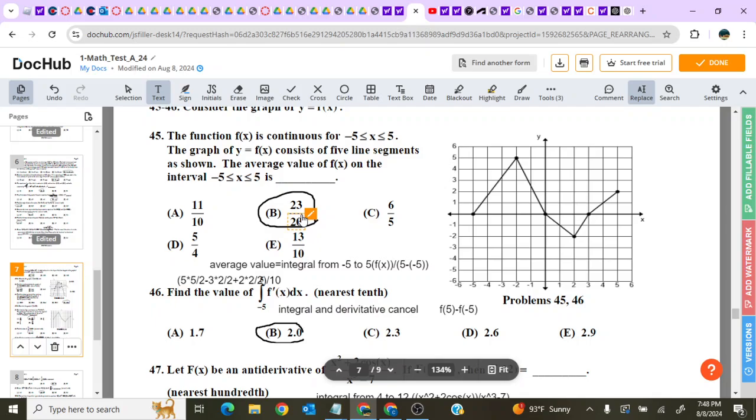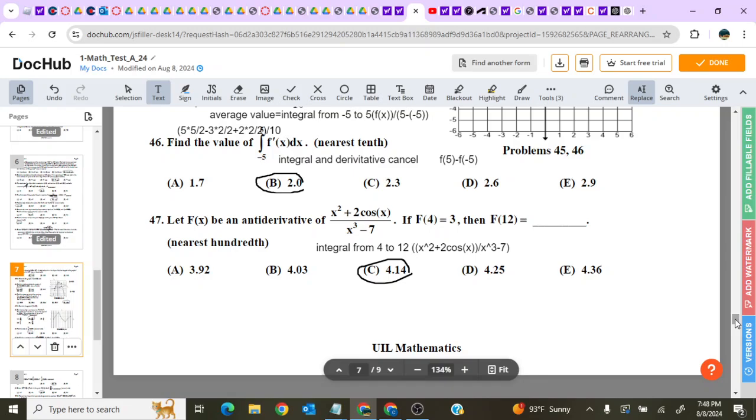And then what is the value of the integral from -5 to 5 of f prime of x? Since f prime is the derivative and -5 to 5 is the integral, the integral and derivative cancel each other out. So all you're left with is f of 5 minus f of -5. And that will get you a value of 2.0.